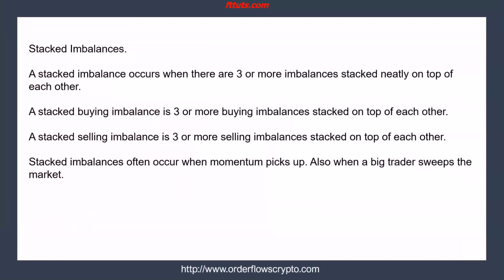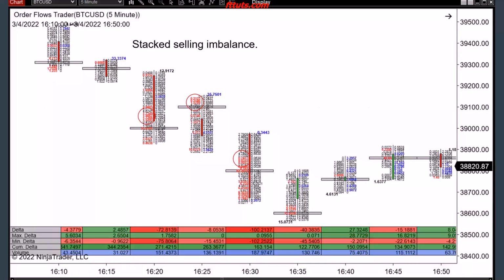Now, it could also be a sign that a big trader is active in the market, that he's coming through and is, I don't say bullying the market, but he wants to get his order done and he wants it done now. So stacked selling imbalances, what they look like: 1, 2, 3, a minimum of 3. 1, 2, 3, 4. 1, 2, 3. These are stacked selling imbalances. There's another one down here.